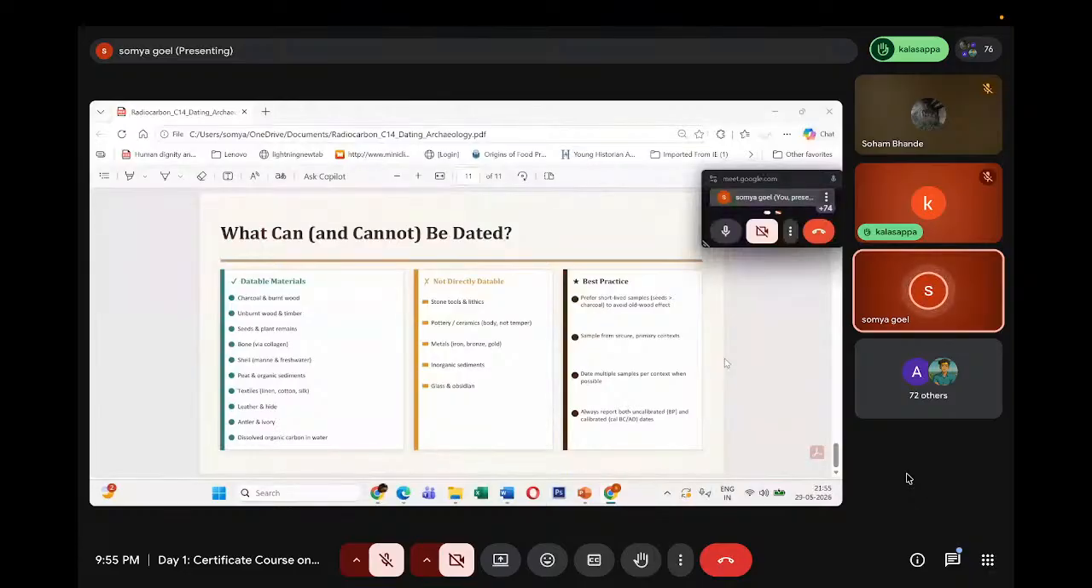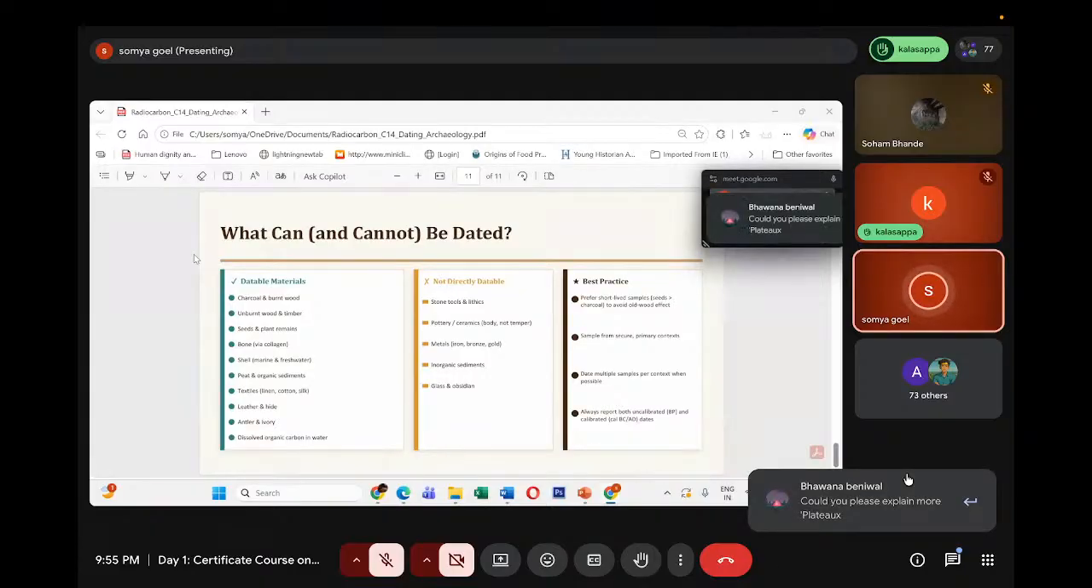We as archaeologists, we should know about what material is datable and what is not directly datable by a particular dating technique that we're using. Now one thing is, only and only organic material can be dated through this method. Okay, so charcoal is one of the most commonly dated. Plateaus. Okay, so I'll explain it.